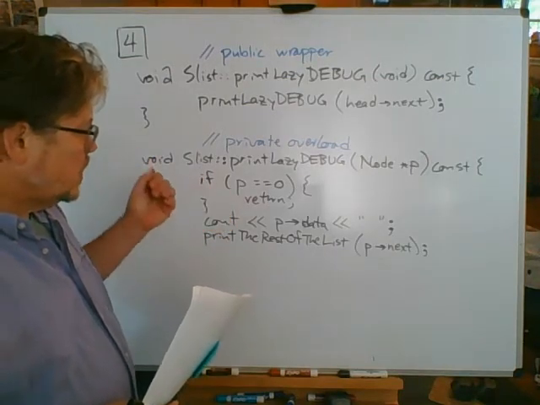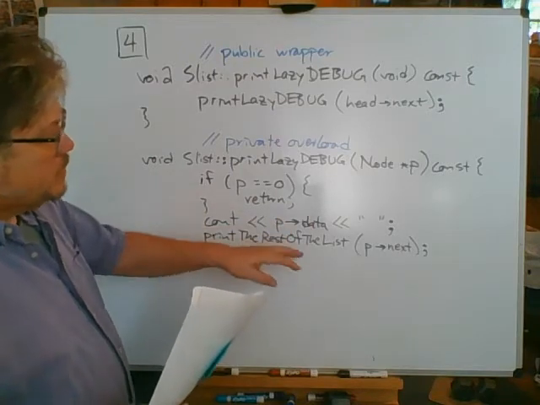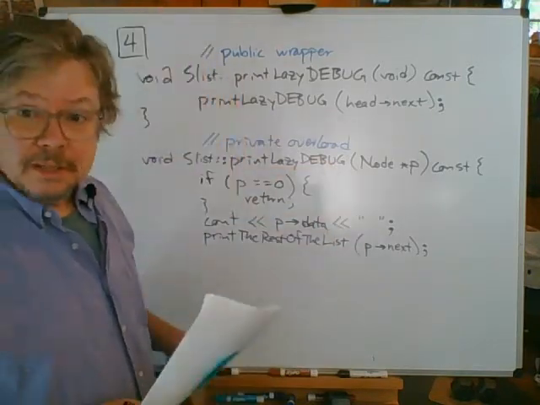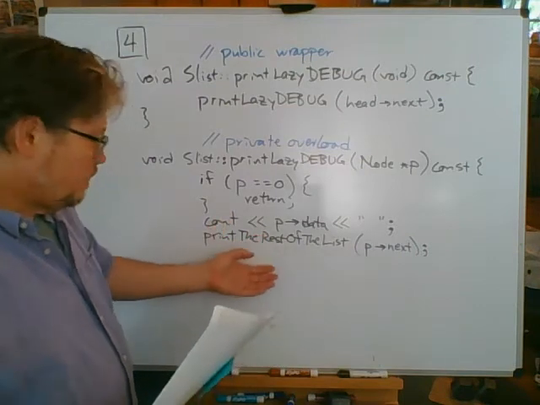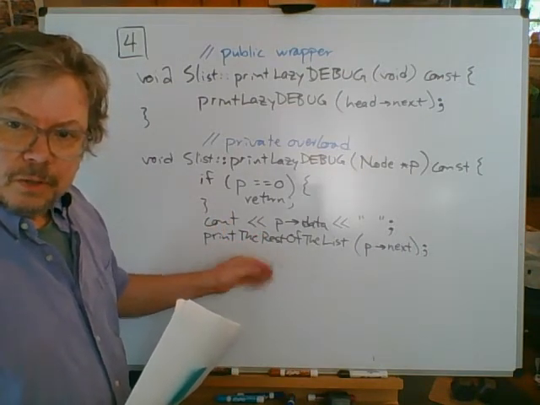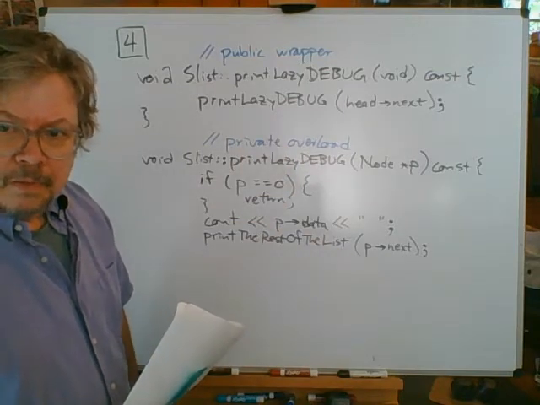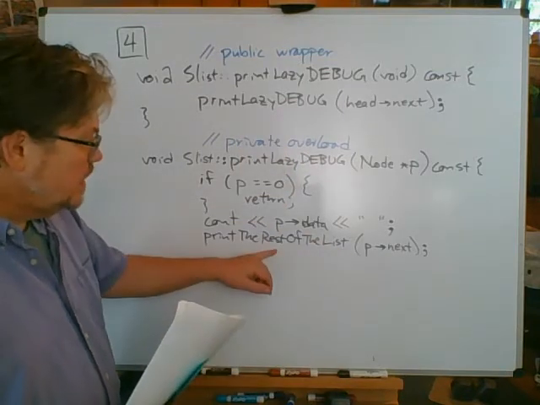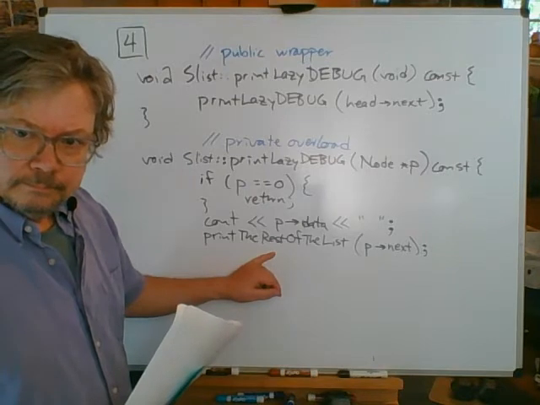If p were 0, I'm gone. I printed out the data. I assume I'm smart enough to start at the second node and print the rest of the list. So you see, I got much less work for myself to do here. I don't have to worry about boundary conditions and loops and all that unless somebody else worries about that. The me of the future can worry about that when the time comes to write this function.